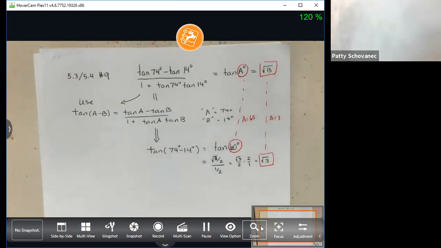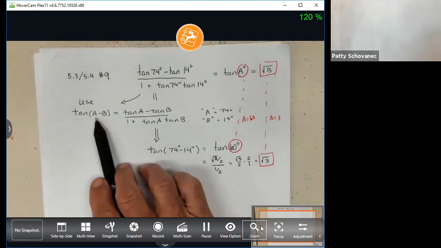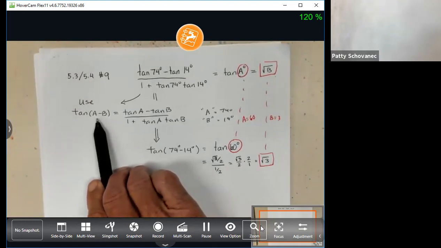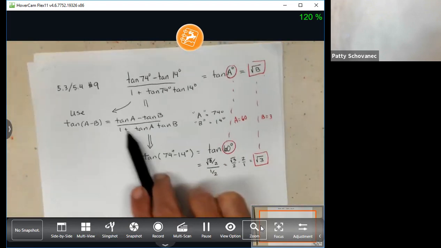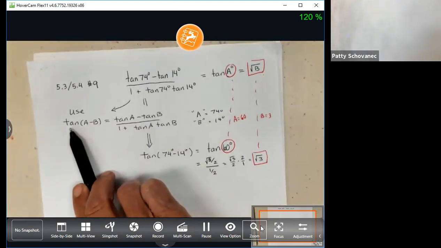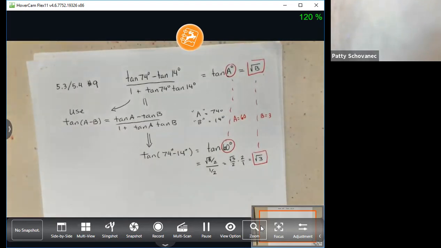Okay? Yes, how can we subtract 74 and 14? Because we put them together according to the formula. In the parentheses, the subtraction comes first. So this expression in its spread out form can be put together as a single tangent by subtracting the two angles.